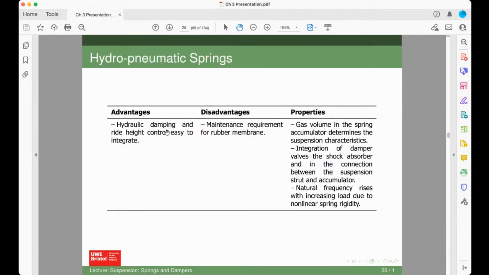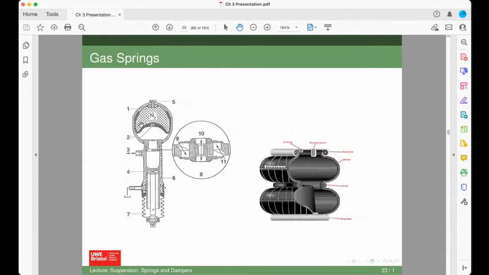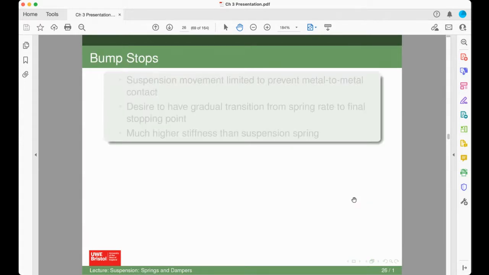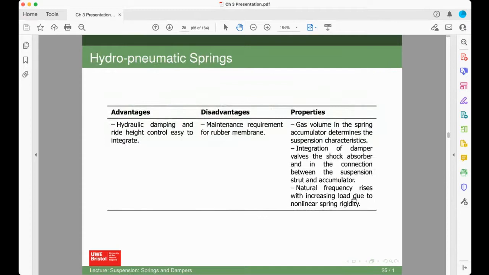The volume in the spring and the accumulator determines the characteristics, because essentially the hydraulic fluid is pretty much incompressible. So the gas in here is the thing that provides the spring, like an air bellow. The hydraulic fluid in there allows you the damping, with integrated damper valves in the shock absorber. So it's part of the same unit, and the natural frequency rises with increasing load, which is non-linear spring rigidity. So those are the main spring types.